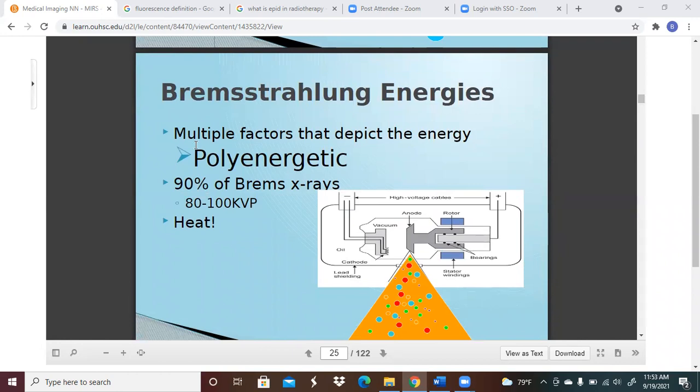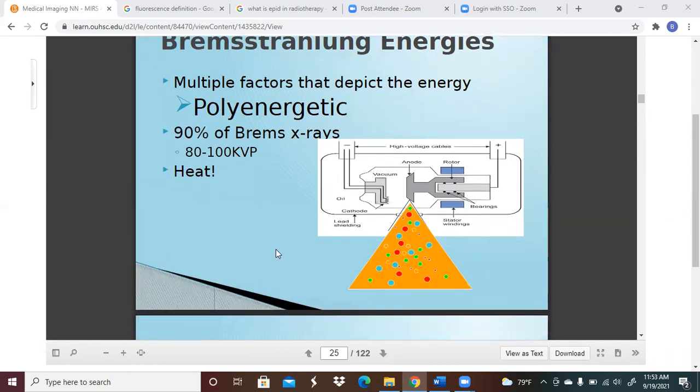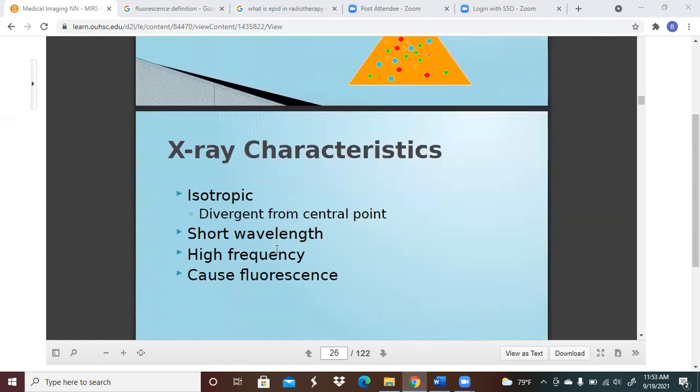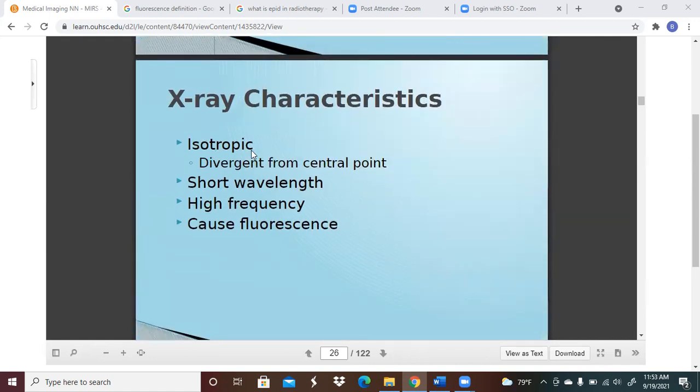So Bremsstrahlung energies: multiple factors dictate the energy. It's polyenergetic. 90% of Bremsstrahlung X-rays are somewhere between 80 to 100 kVp, and there's a lot of heat produced. It is isotropic, meaning it is emitted in all different directions. It is divergent from a central point. They have short wavelength, high frequency, and cause fluorescence.